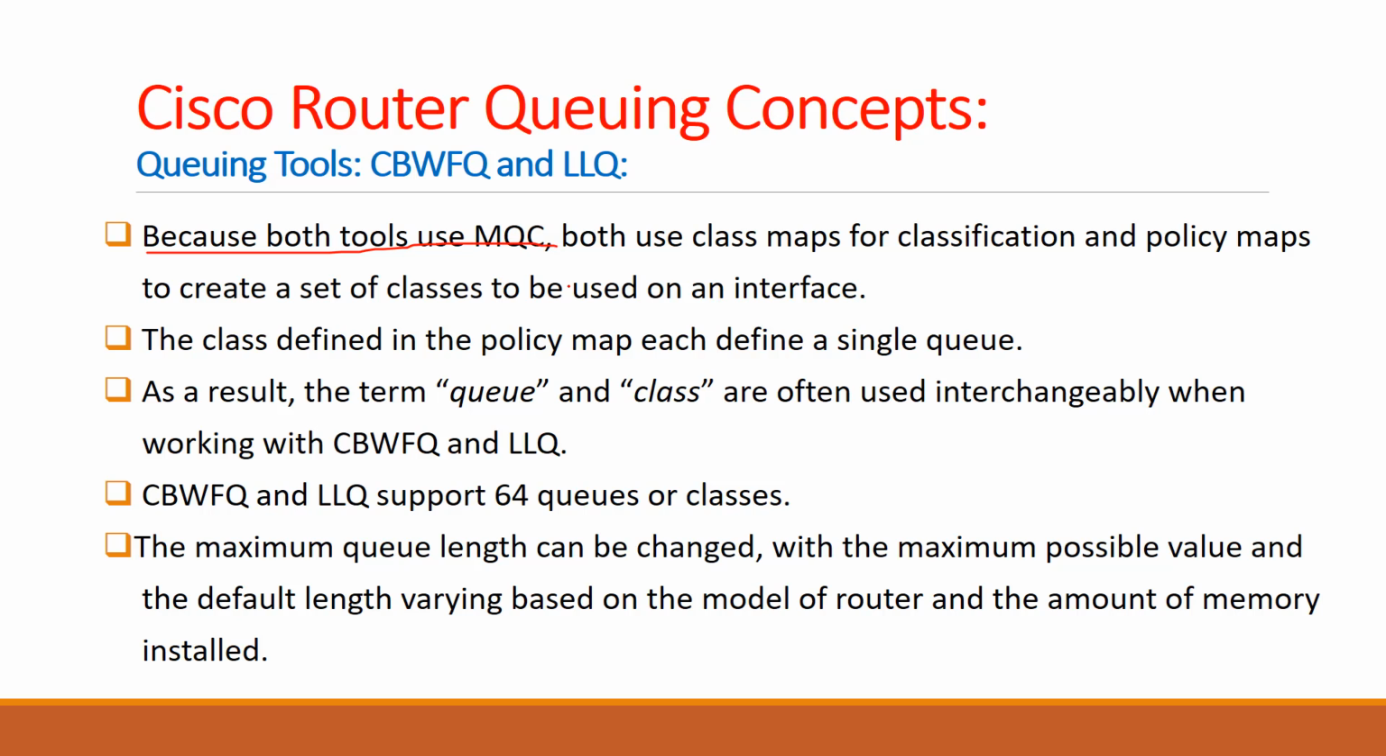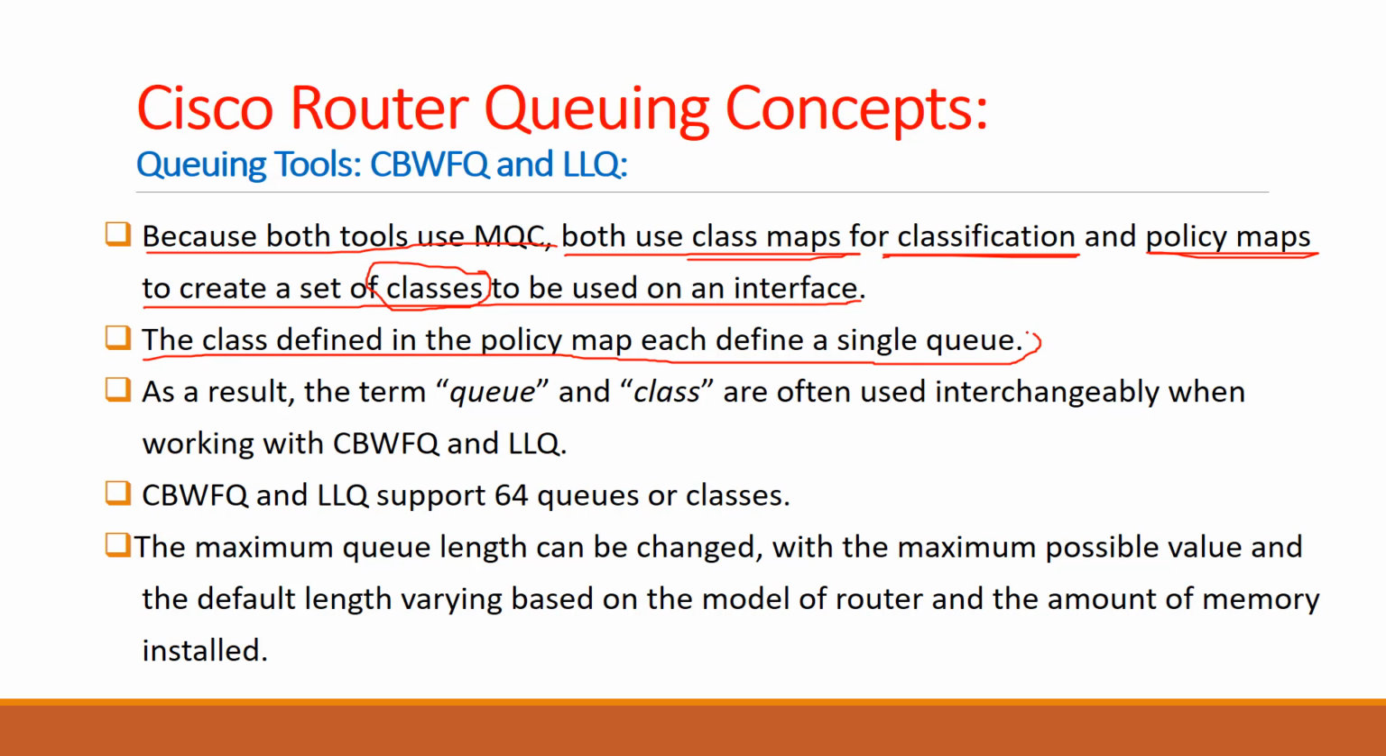Because both tools use modular quality of service command line interface, both use class maps for classification and policy maps to create a set of classes or queues to be used on an interface. We can use queues instead of classes here. The classes defined in the policy map each define a single queue. As a result, the terms queue and class are often used interchangeably when working with class-based weighted fair queuing and low latency queuing.